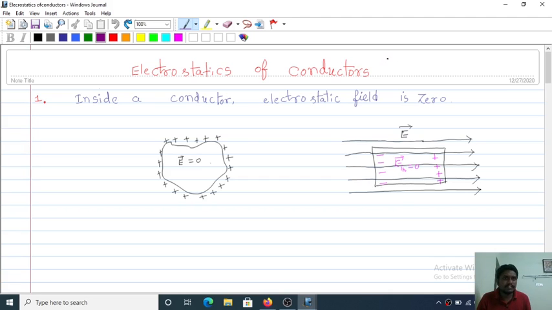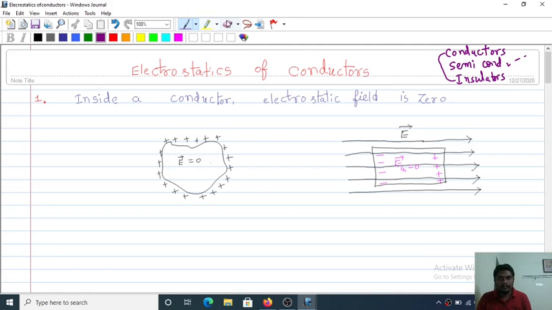Based on the response to electricity, solids are classified into three types: conductors, semiconductors, and insulators. In this present chapter we will discuss the first two briefly. In the last chapter we will discuss semiconductors.